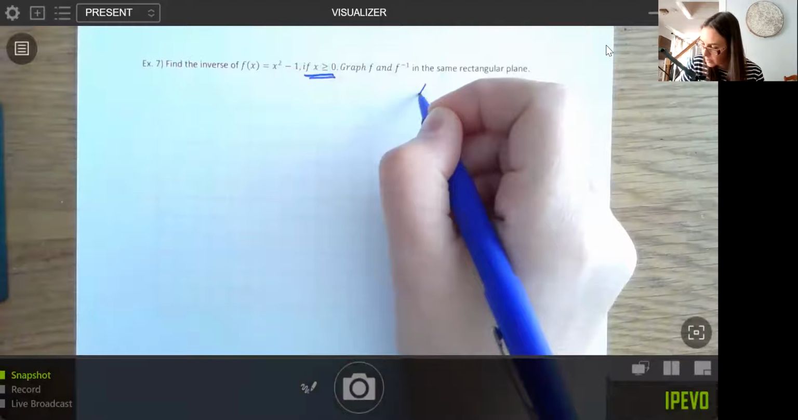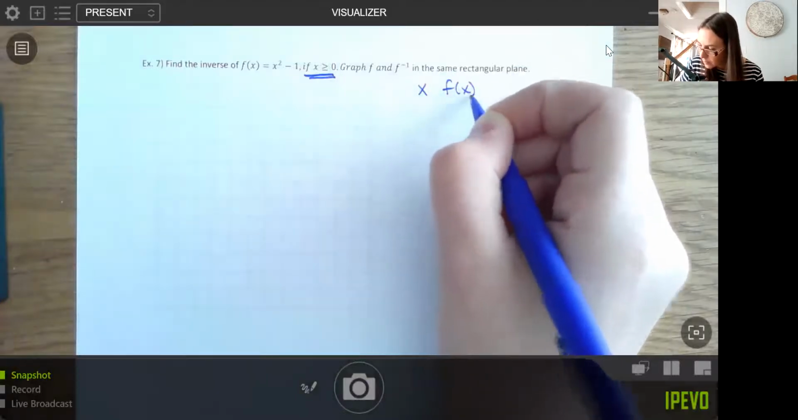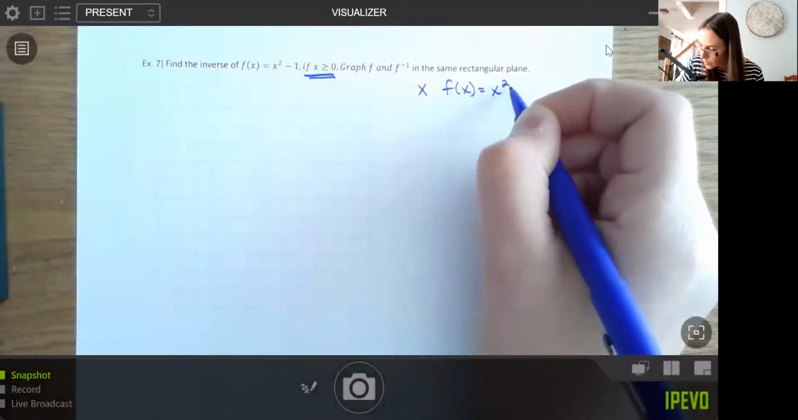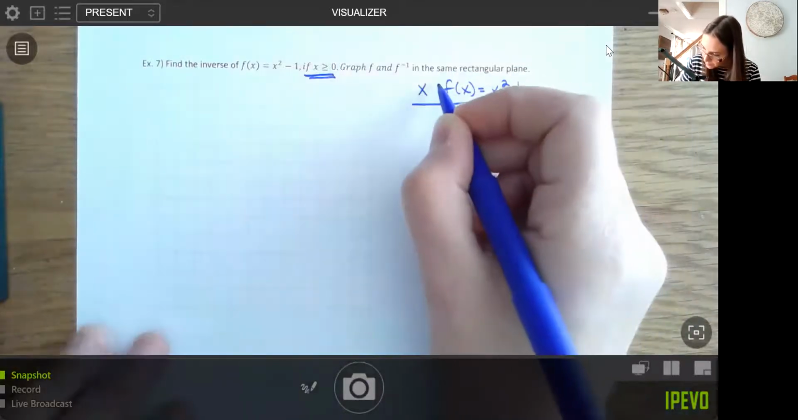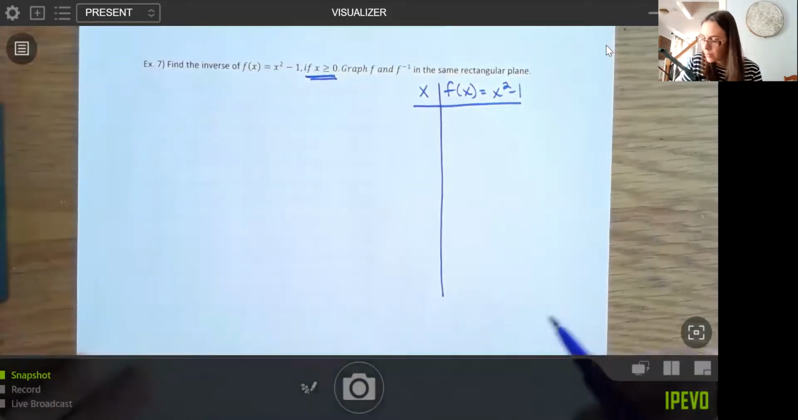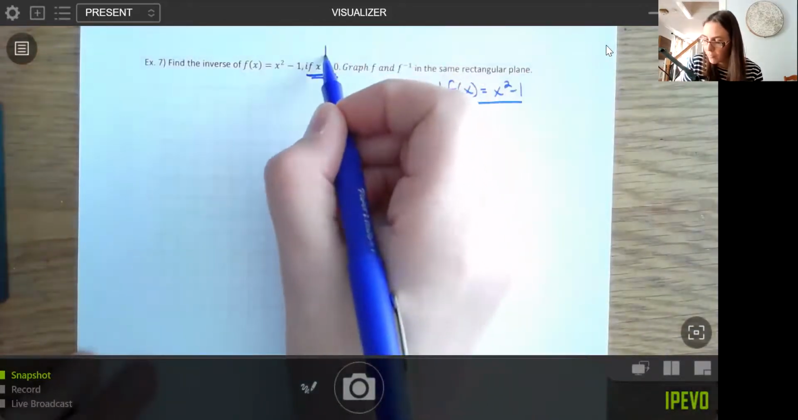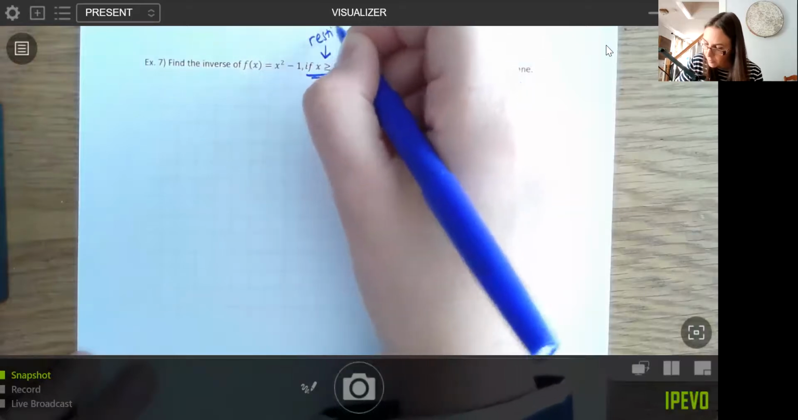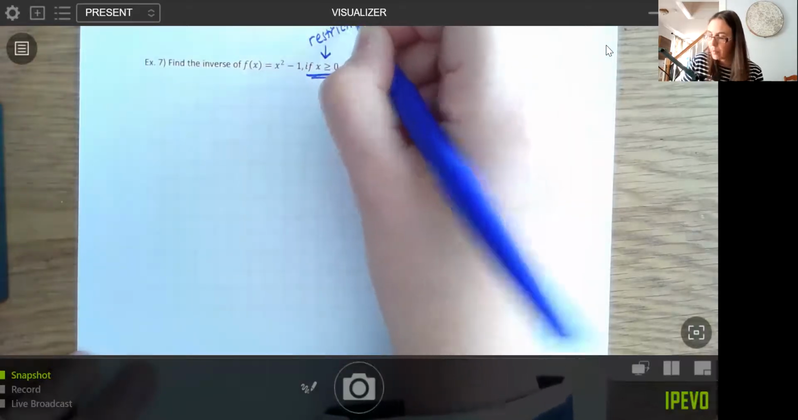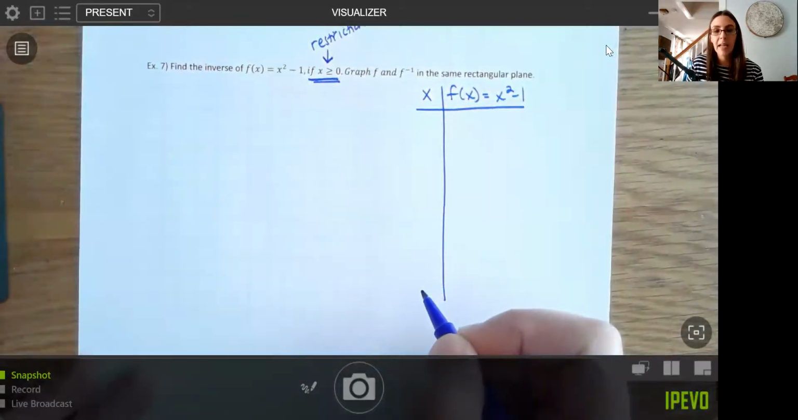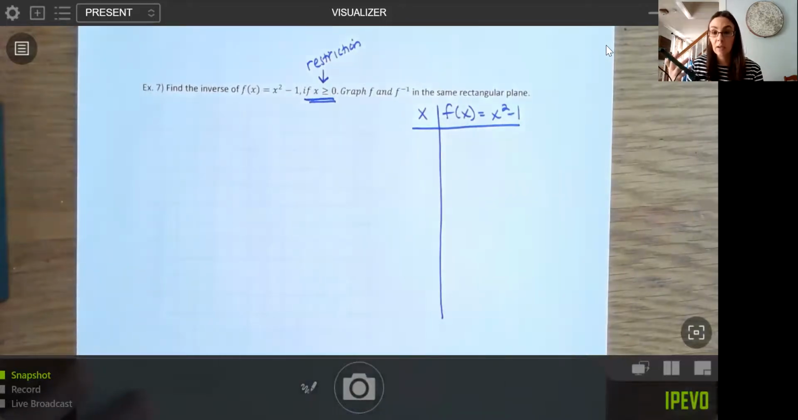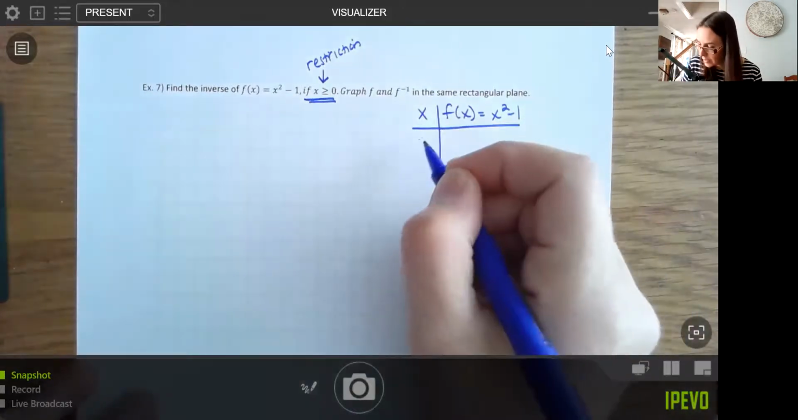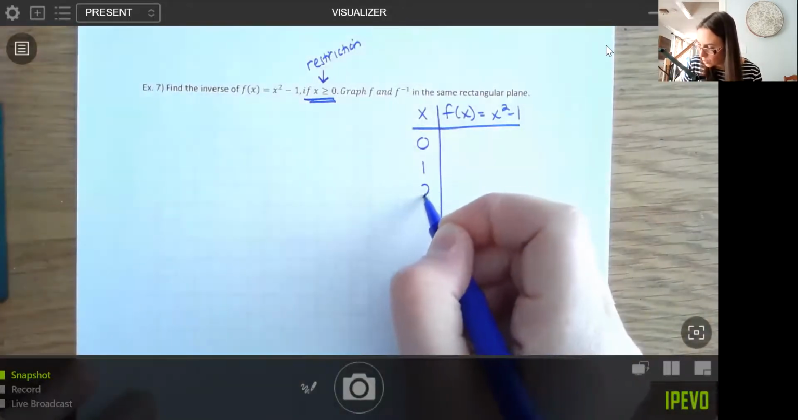So I'm going to do x and f of x, which is x squared minus 1. And notice my restriction here. My restriction on our function is that x has to be 0 or greater. So when I plug in values here, I can't plug in any negatives. I can only plug in 0 to positives. So maybe I'll plug in 0, 1, 2, and 3.